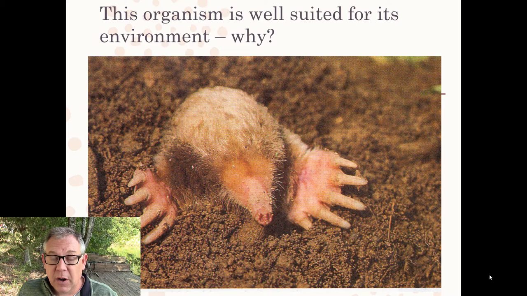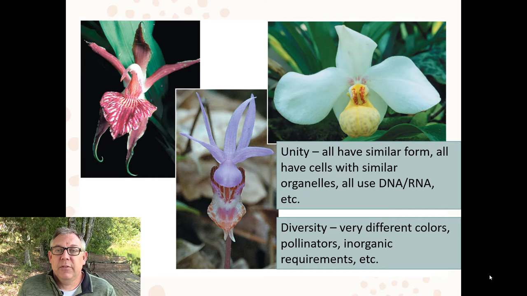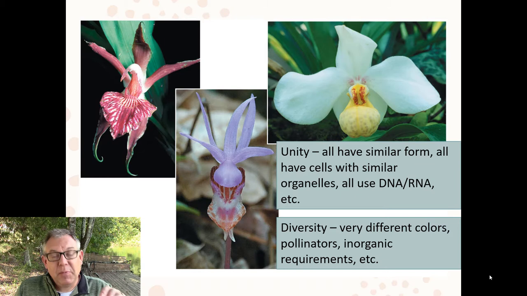It also explains the unity of all life. So all the things that living things have in common, right? We're all made of cells. Eukaryotes have organelles. All living things use DNA and RNA in the same way with the same genetic code. Well, that's explained if we all come from the same common ancestor. But we also can use evolution by natural selection to explain the diversity of life.